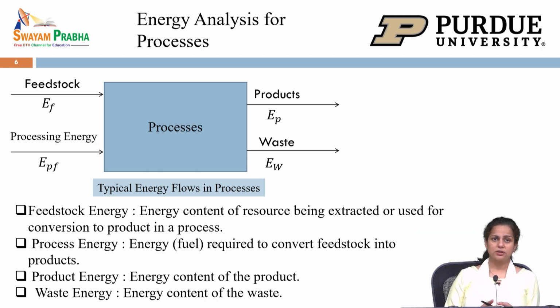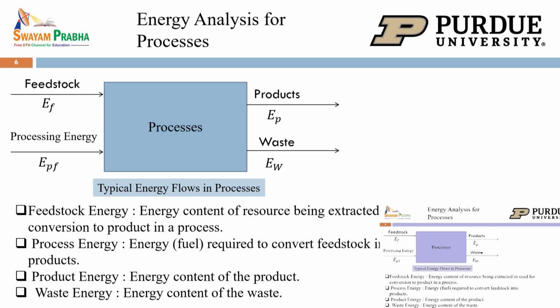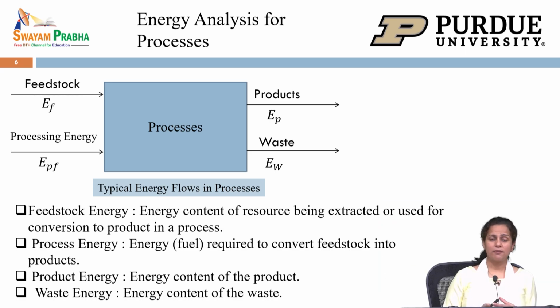Then we have the product energy, which is the energy content of the product, and you can see that some products may not have energy in it, and then we will go to the exergy analysis for that. But for now, we will focus on the products that have energy content in the product itself. And then we will have waste energy. It could be just that energy is being dissipated, or it could be some stream that has some energy content and it is not part of the product, but part of the waste. So, from the inputs and outputs, you have 4 flows that we look at. One is the feedstock energy. Second, the processing energy for the process. Third, the product energy, and then last, the waste energy.